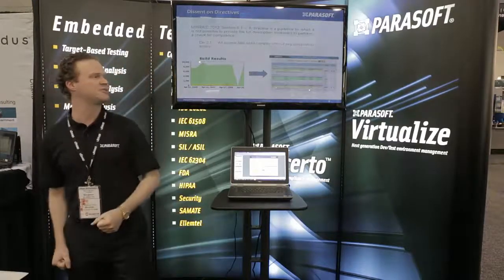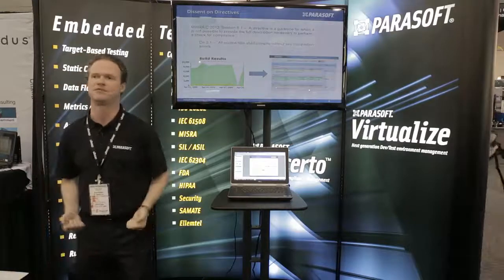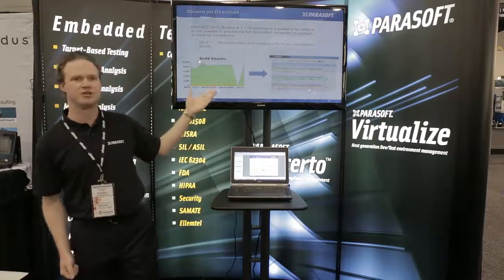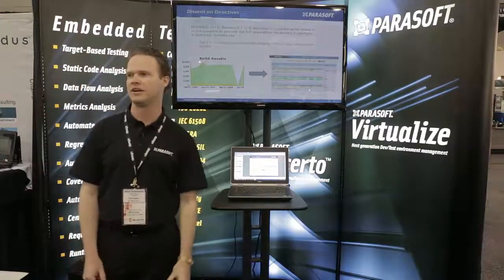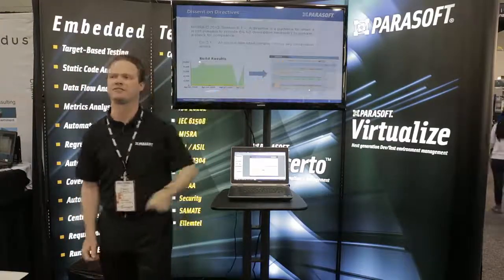And naturally, this is something that Parasoft does with our development testing platform. You can see here some of the build results, whether it's passing, failing, or compiler warning, and then tracking that over time by defining a policy.